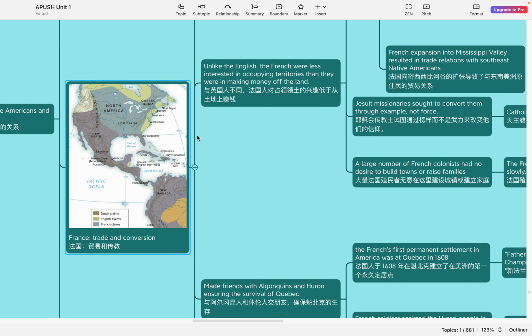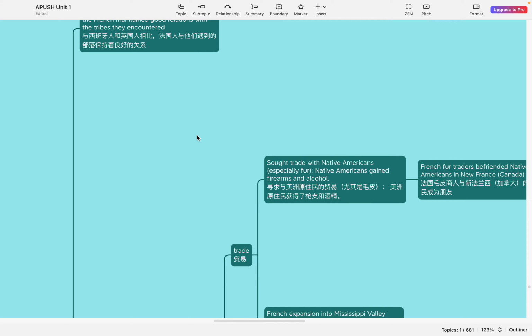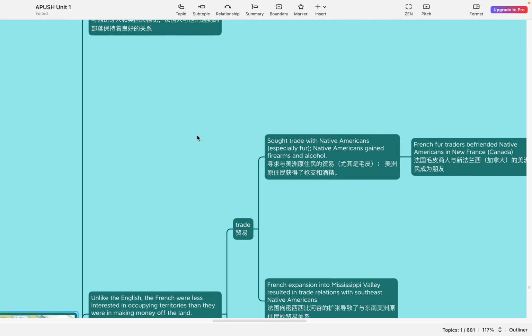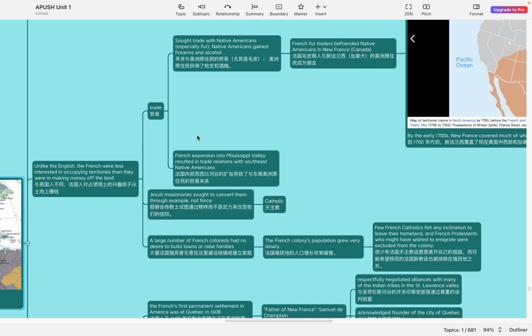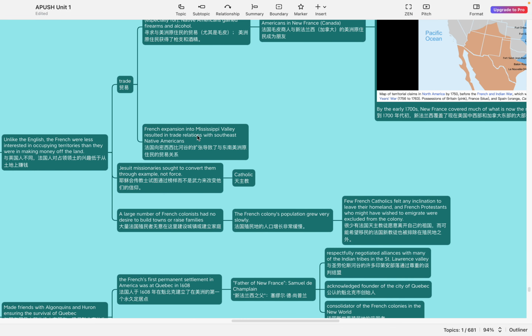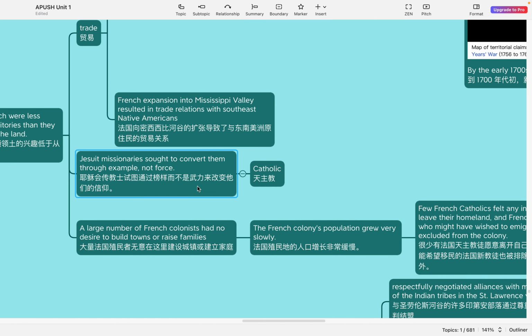The French maintained better relations with Native Americans by focusing on trade rather than conquest. They swapped fur with firearms and alcohol, fostering relatively amicable relations. French missionaries, especially Jesuits, preferred peaceful conversion through example rather than force. They were like, we'll just lead by example and hope you follow along.